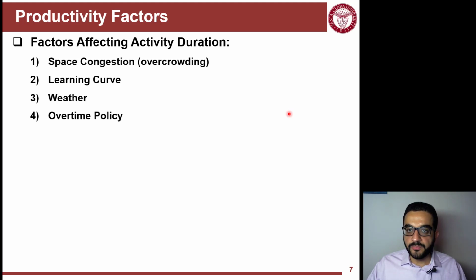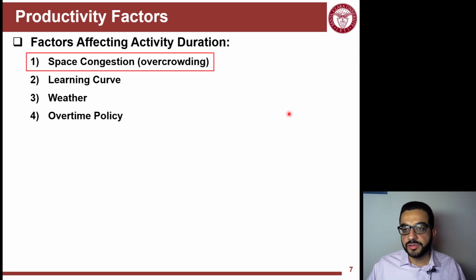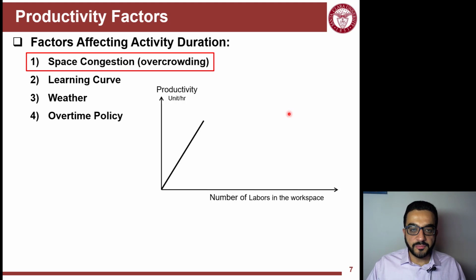So moving on to what factors affect productivity. Many factors, like even psychology, enthusiasm of the labor, their comfort and feeling comfortable in their work, but we'll not cover that. We'll cover the technical factors here. So 4 factors. The first one here is space congestion. We always say, if you want to finish fast, just add resources, add labor in the activity, and they will keep doubling the production rate of your crew.